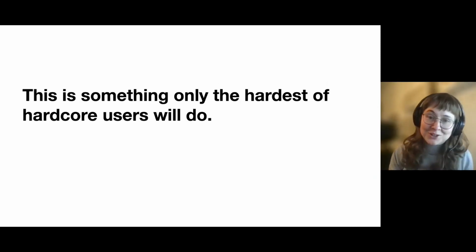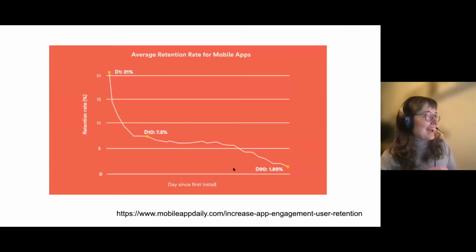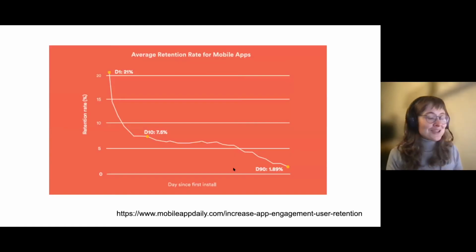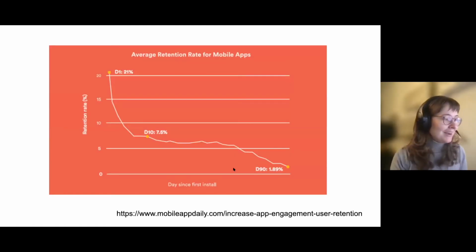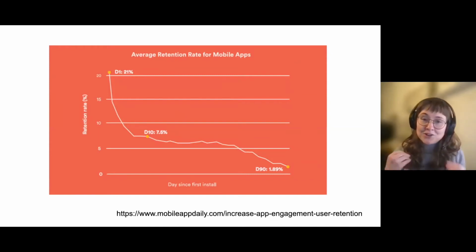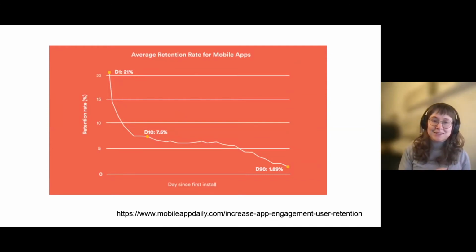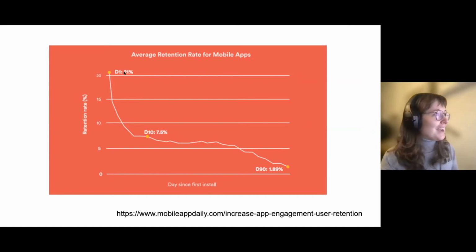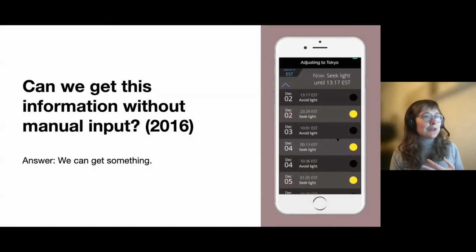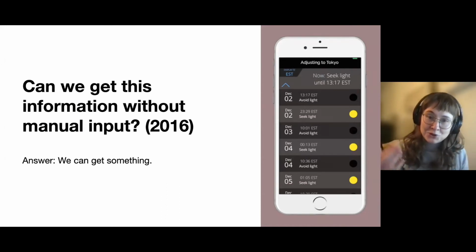So this was amazing to see show up on our server, but it's also something that only the hardest of hardcore users will do. I don't know if you've seen app retention rate plots. They all look like this. They're all deeply depressing, where after a certain number of days, the fraction of people still using your app is minuscule. And you can see that after 1 day, you're down to a quarter. So it's not something that people are going to be likely to maintain for a long time.